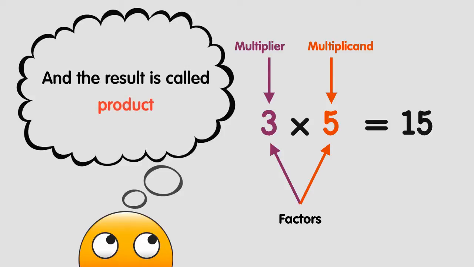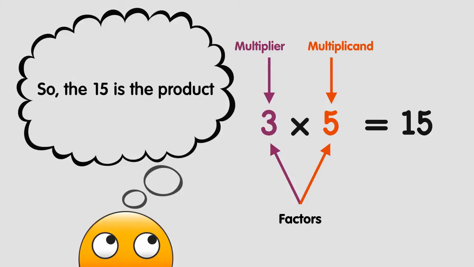And the product is the result after multiplying the multiplier and the multiplicand. So, the 15 is the product.